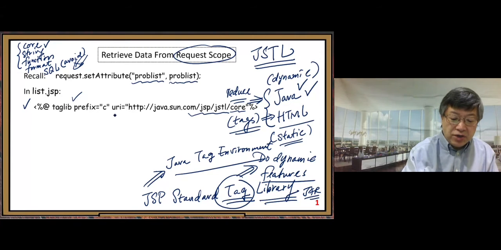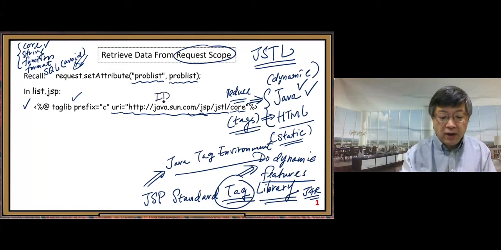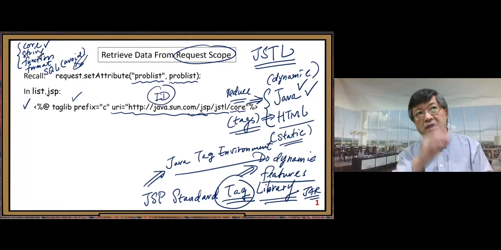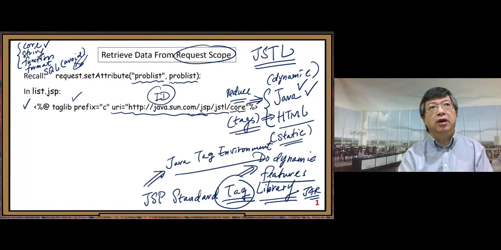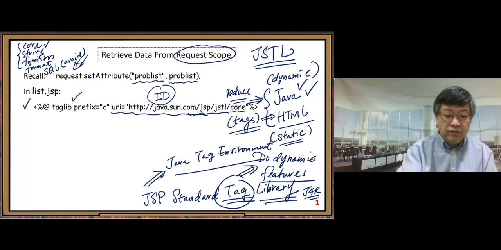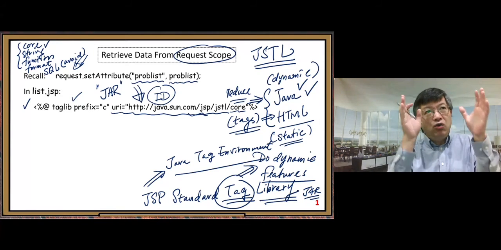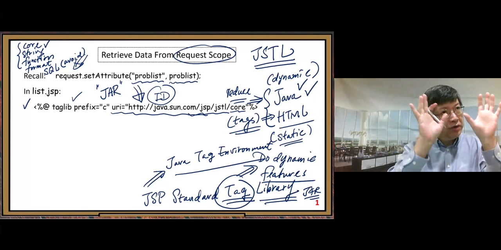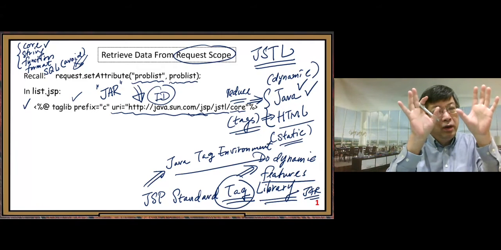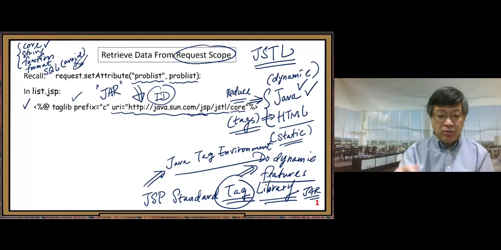JSTL? So here, this URL, this string is used as the identification ID to tell the container: if a jar file contains this ID string, that's the right one to provide your JSTL core package. Okay, so that's the purpose of it.